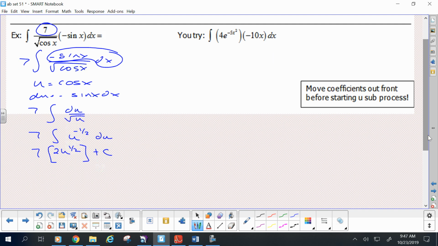So, your final answer? 14 root cosine plus c. Try the one next to it, which has a stray coefficient. This is kind of tough. Can we bring the 4 out front? You can. I would encourage you not to bring the 10 out front.